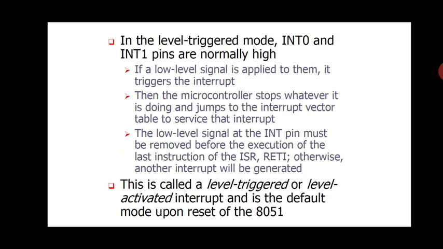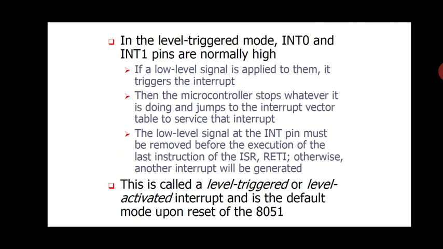In the level triggered mode, the INT0 and INT1 pins are normally high. If a low level signal is applied to them, it triggers the interrupt. That is level triggering, as we have discussed. If it is 0, it will trigger the interrupt. Then the microcontroller stops whatever it is doing and jumps to the interrupt vector table. For INT0, it will go to location 0003H. For INT1, it will go to location 0013H.